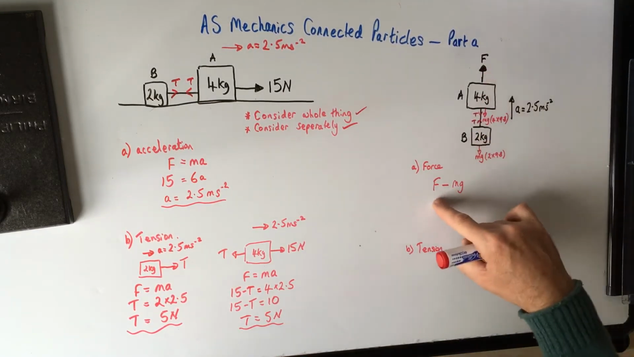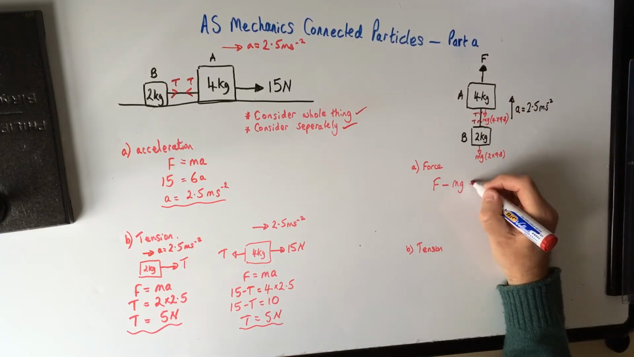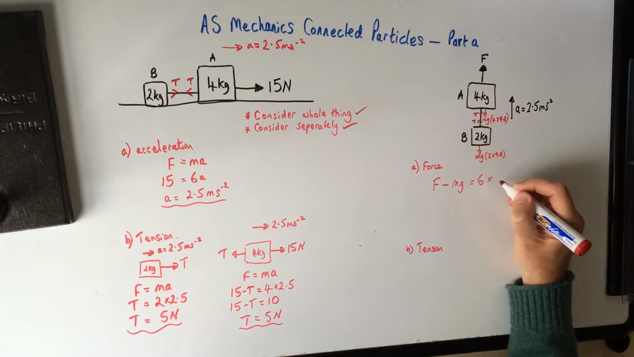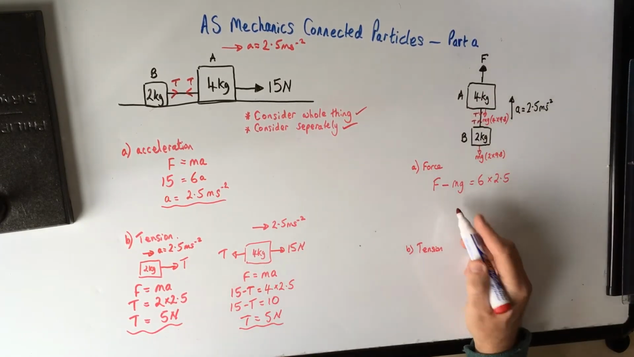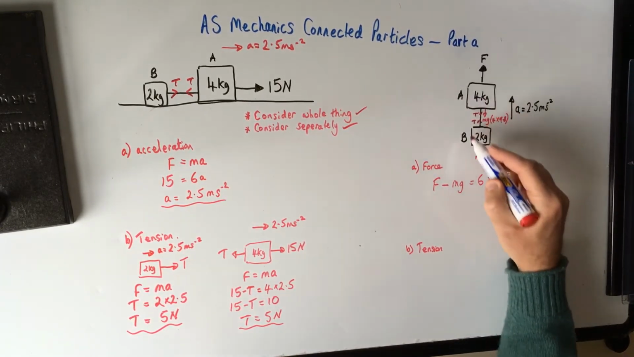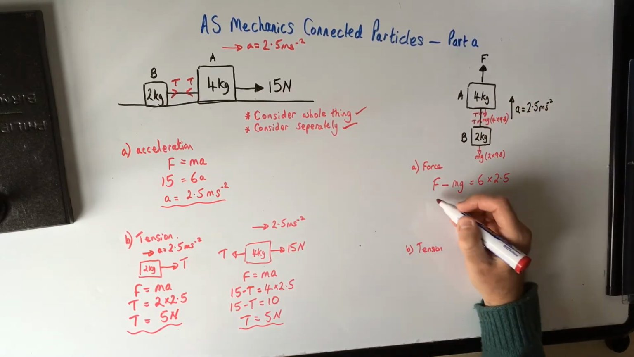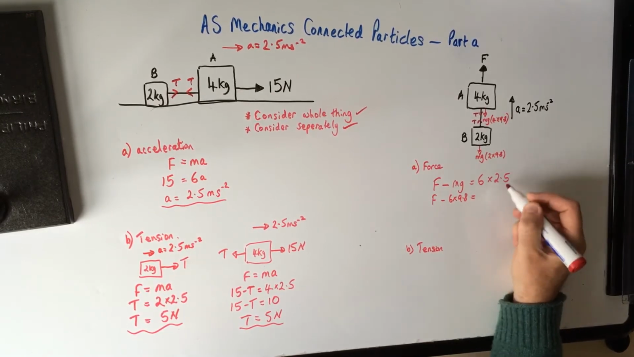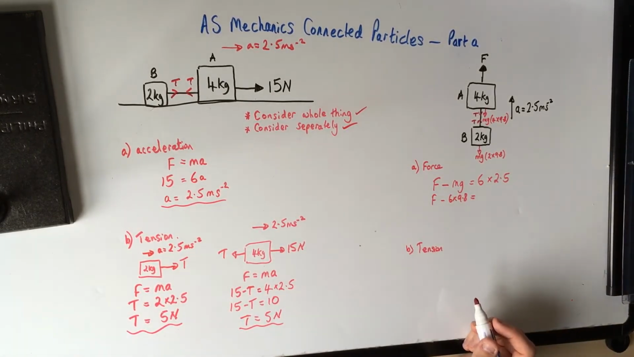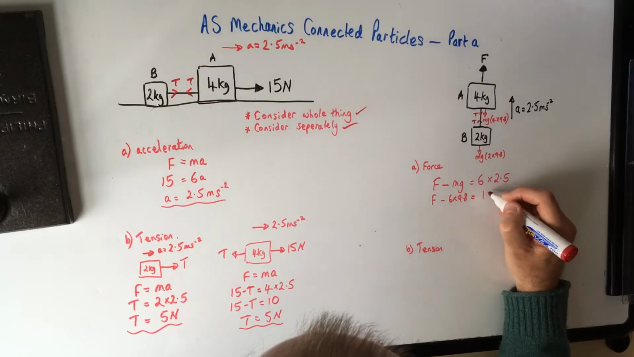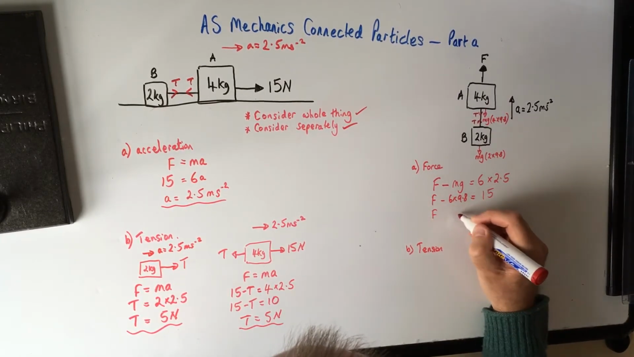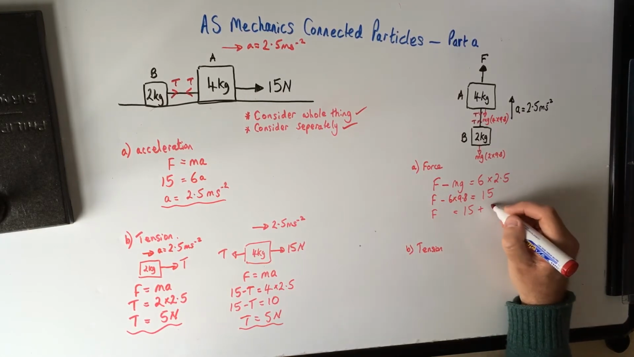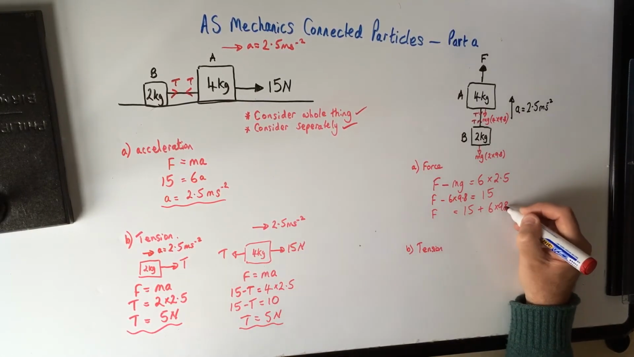This is overcoming that force, that's the net force, and it is equal to the mass, which we know is 6 for the whole thing, times 2.5. Now the m here is 6 kilograms, isn't it? It's the whole thing. So the force minus 6 times 9.8 is equal to 6 times 2.5, and 6 times 2.5 is 15. So the force is equal to 15 plus 6 times 9.8, so we add that to both sides.